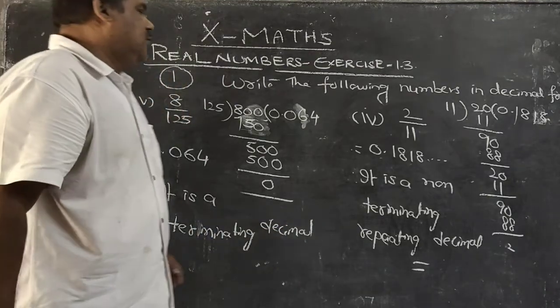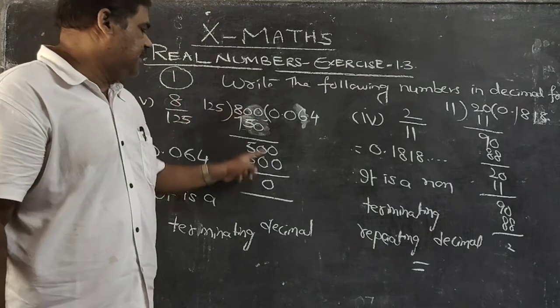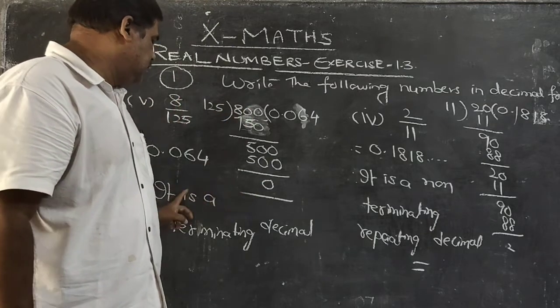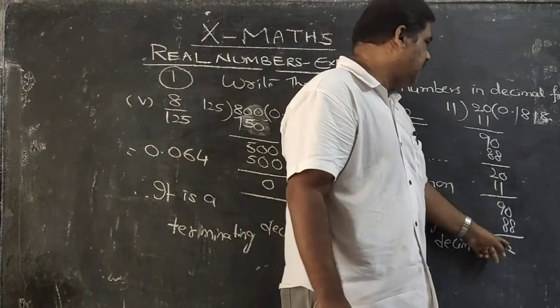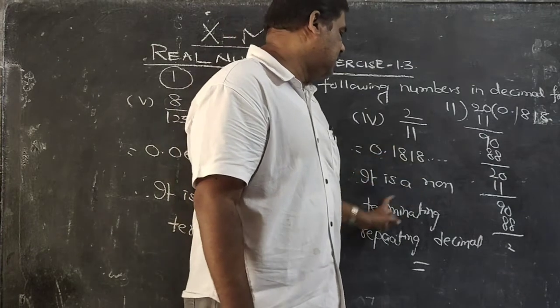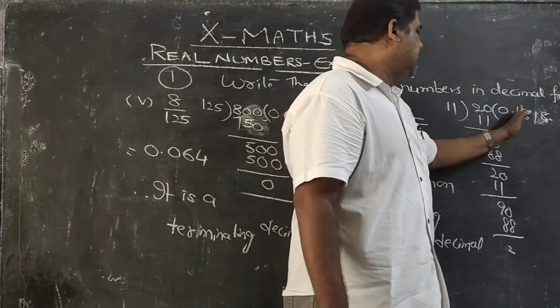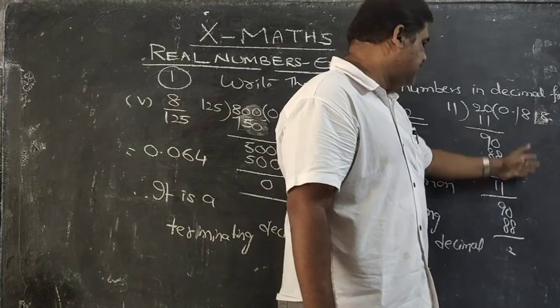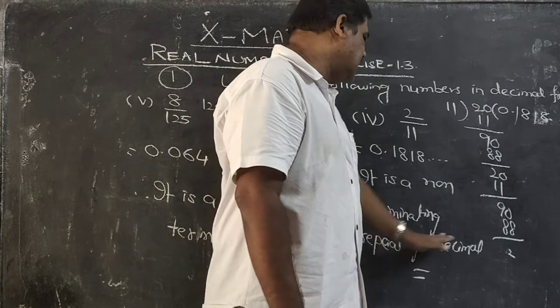So like this we have to divide the given fractions. If the division process is ending, it is a terminating decimal. If the division process is not ending and the digits are repeated, we can conclude that it is a non-terminating repeating decimal. If the digits are not repeated and the division is not ending, we can say that it is a non-terminating, non-repeating decimal.